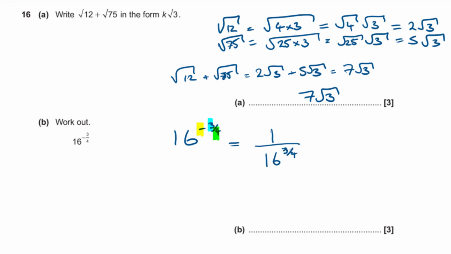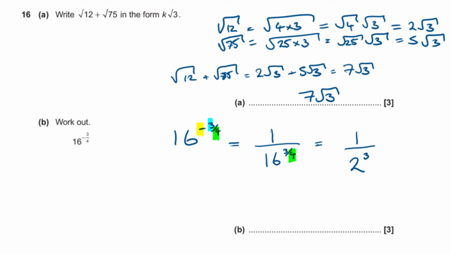Okay, so I've dealt with the minus sign. So I've dealt with one of the bits, haven't I? So now let's look at this number on the bottom, the 4 there. That means the 4th root of 16, isn't it? So the 4th root of 16, it's got to be 2, isn't it? 2 times 2 is 4, times 2 is 8, times 2 is 16. So the 4th root of 16 is going to be 2. So that's the same thing as 1 over 2 to the power of 3.